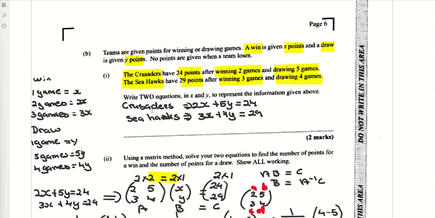So now they told you when they won 2 games and drew 5 games, they are awarded 24 points. So we can say 2X plus 5Y equals 24. Same thing for those 3 games. Winning would be 3X plus 4 games that you drew, which is 4Y, would give you 29 points. And that is how you would establish this.